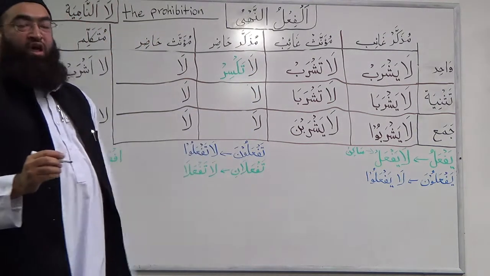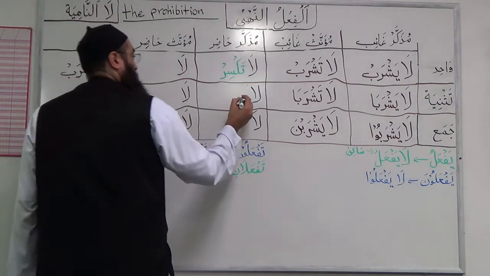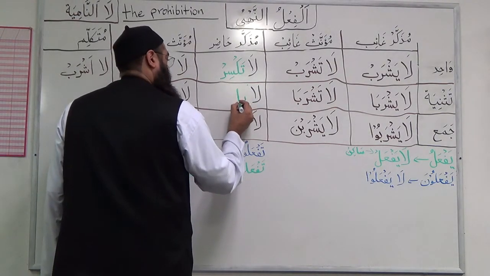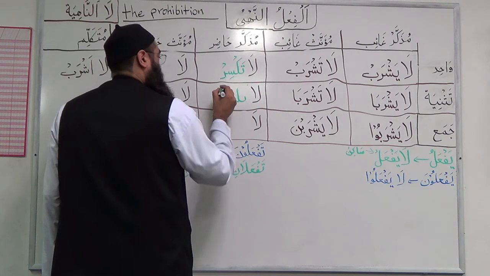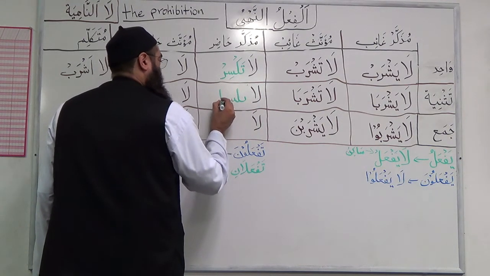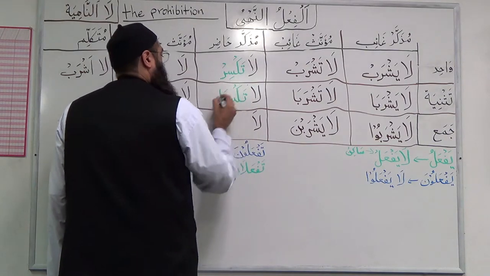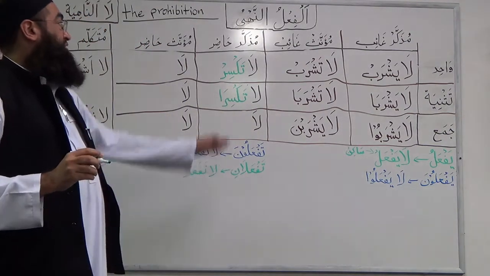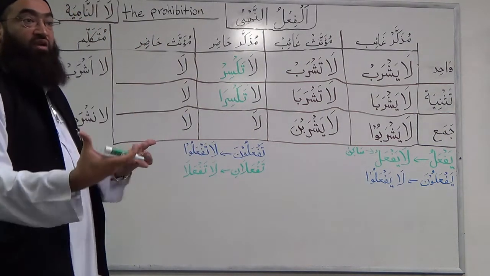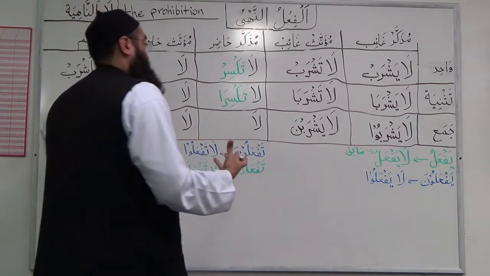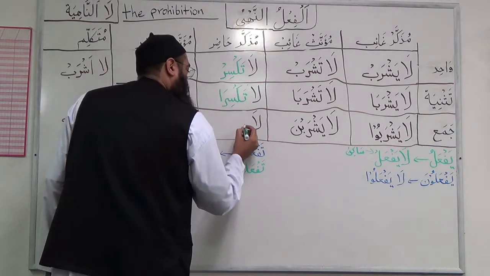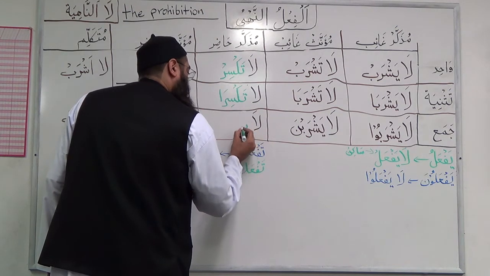You two men, do not break it. Good. So what do we put here? An alif. You two men, don't break it. So look, just by adding an alif, how the meaning changes. And then all you men, don't break it.